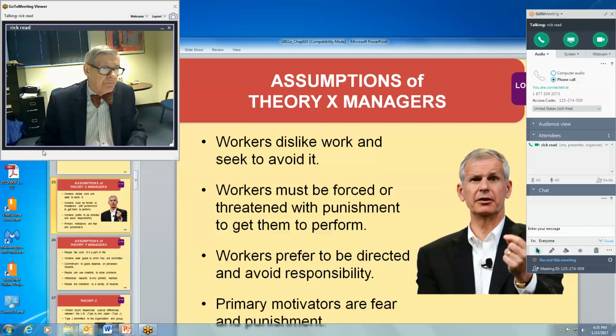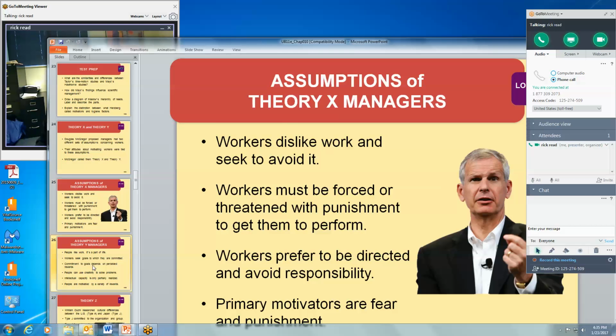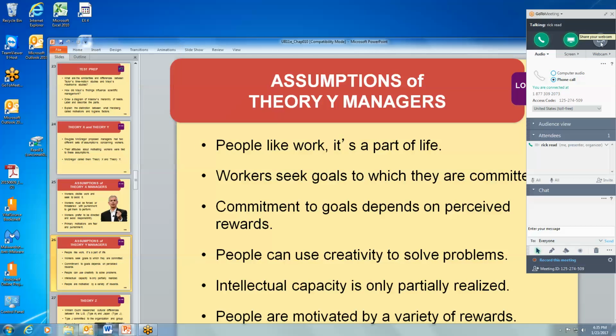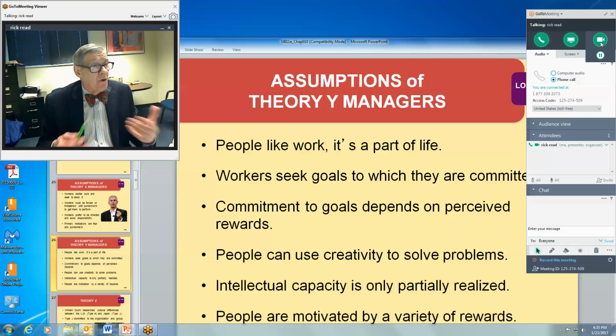Well, McGregor says there's another part of this theory, and that's just the direct opposite. People do like to work. It's as normal as play, as normal as recreation, as normal as sleeping six to eight hours a day. They like responsibility. They don't shirk responsibility. They like to use their brains. They like to be in the decision-making process. And it's not just fear or pay that motivates people.